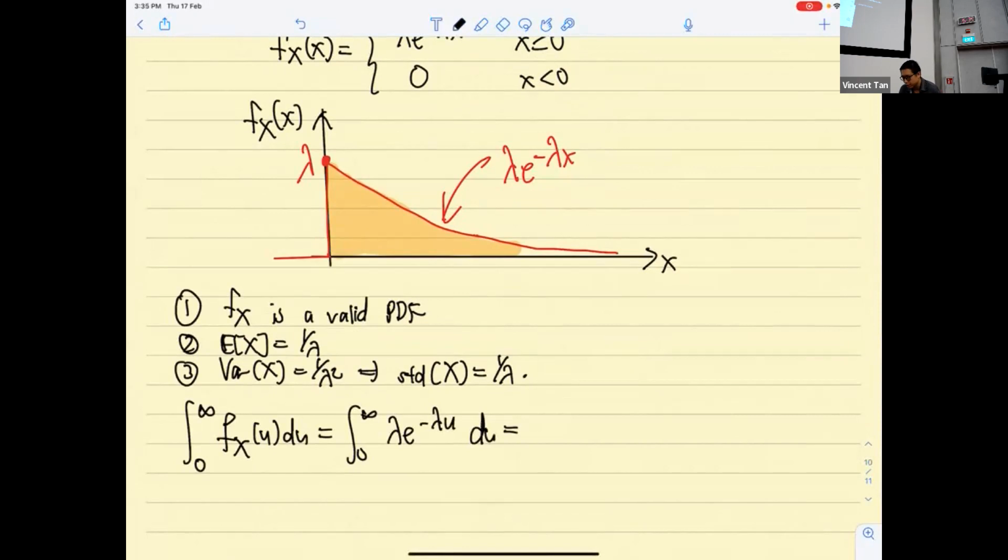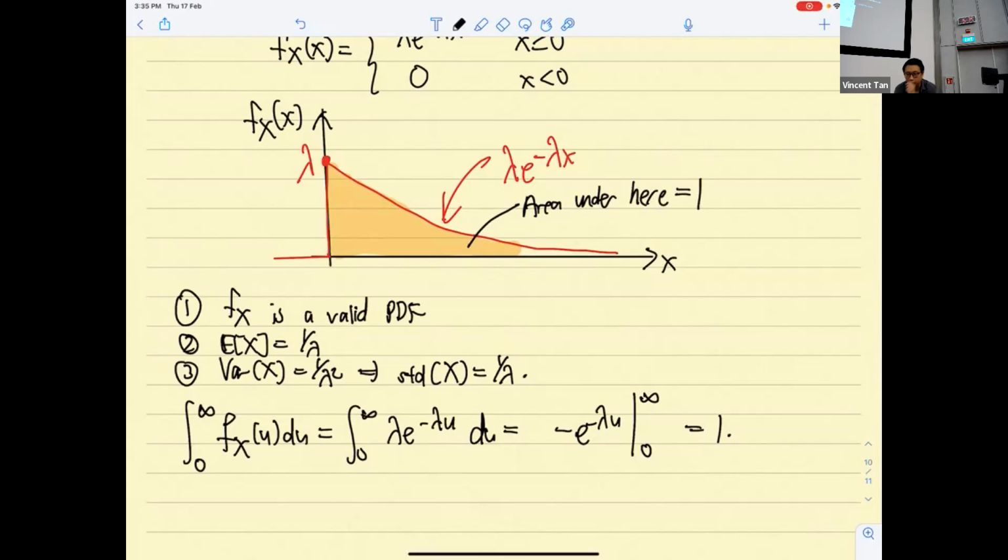Exponentials are usually very easy to integrate. So you have minus e to the minus lambda u, evaluated from 0 to infinity. One of the lambdas gets killed by the other lambda in the front. And this is 1, because when you put in infinity, you get 0, and when you put in 0, you get 1, and the minus and minus cancel. So this is good. We integrate to 1. The area under the graph is verified to be equal to 1.